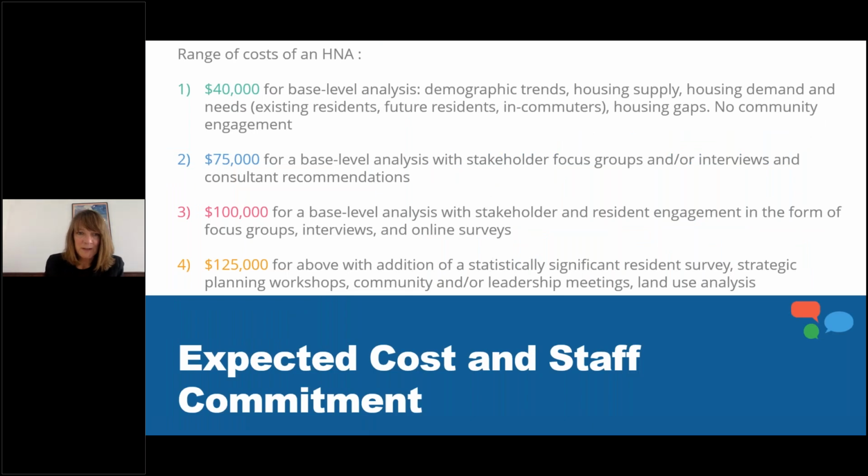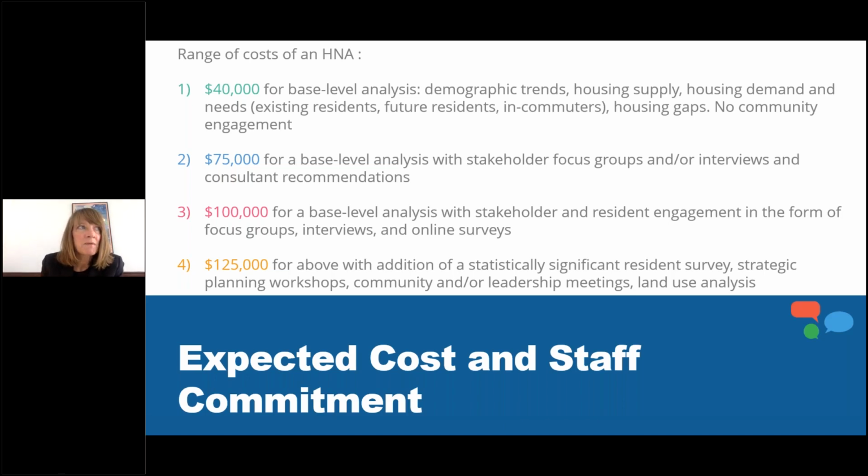The big question on expected cost and staff commitment. This will give you a sense of the range of costs that we typically see and what I would expect housing needs assessments to cost. I would say right now in particular, because of the variety of add-ons that we're seeing and that there is money available to do these things, the numbers may be lower and higher than what I've put in here. This is just what I think would be reasonable cost to see from consultants.